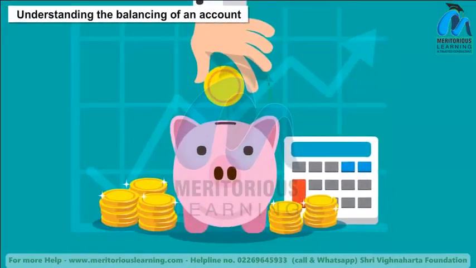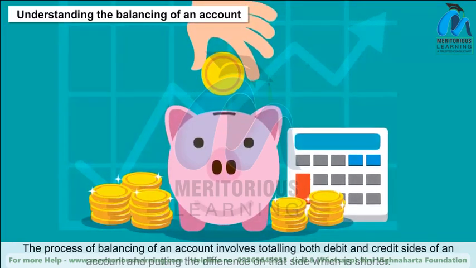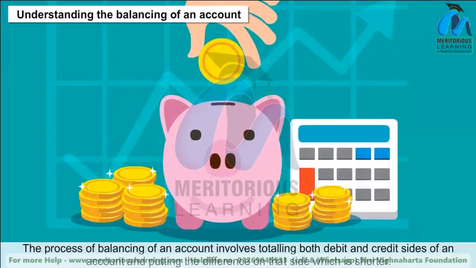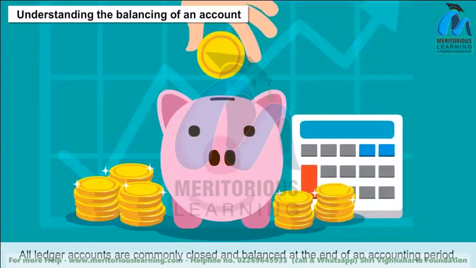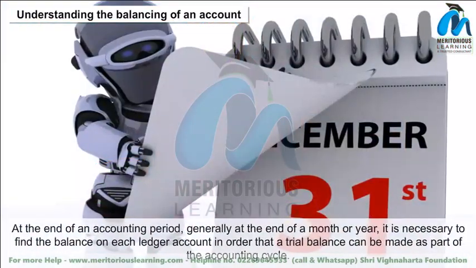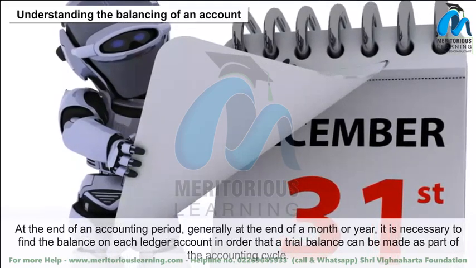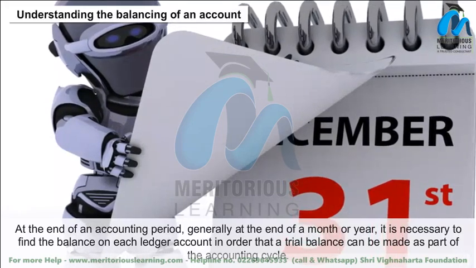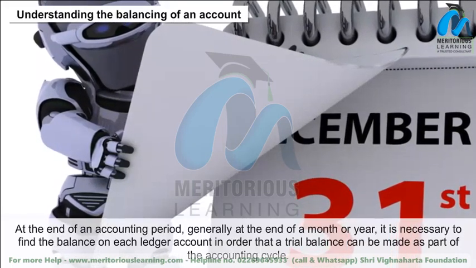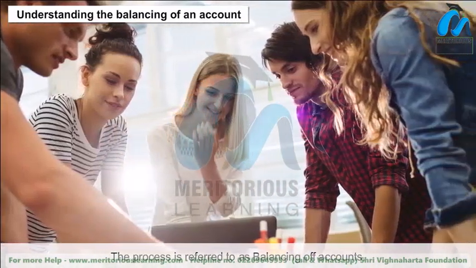Understanding the balancing of an account. Balancing of an account is to total both debit and credit sides of an account and put the difference on that side which is shorter. All ledger accounts are usually closed and balanced at the end of an accounting period. At the end of an accounting period, generally at the end of a month or year, it is necessary to find the balance on each ledger account in order that a trial balance can be made as part of the accounting cycle. The process is referred to as balancing of accounts.